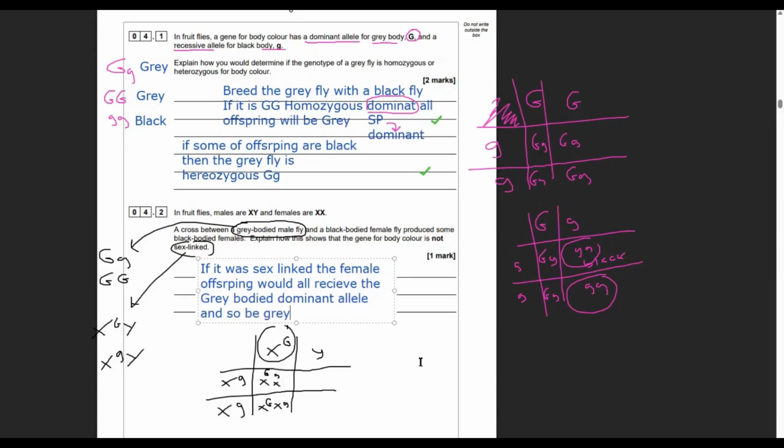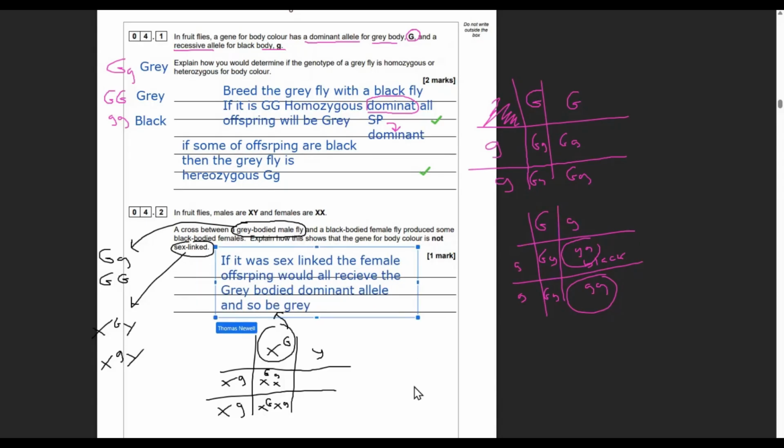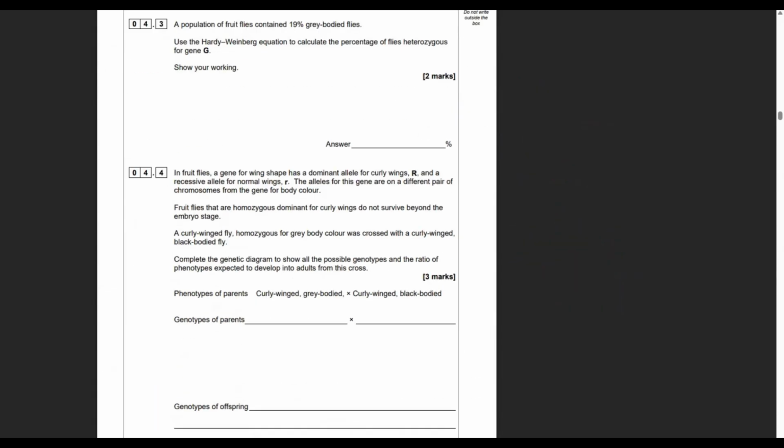They could have some black offspring, but they'd have to be male, and I'll show you why. You get the lowercase g with the Y that doesn't carry a chromosome. So you would be able to get black males, but you wouldn't be able to get any black females. Cool. Okay, so if it was sex-linked, the female offspring would receive the grey-bodied dominant allele from the father and so all be grey.